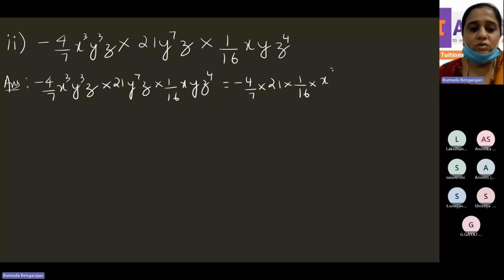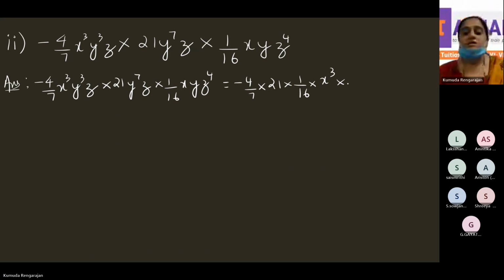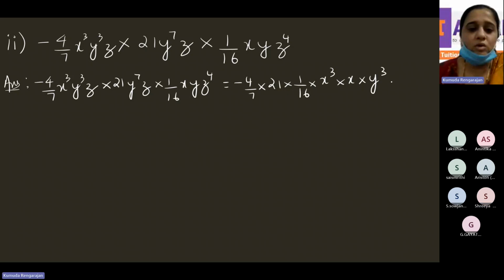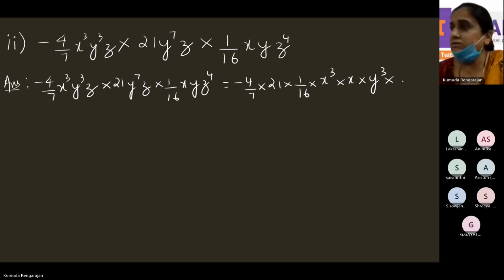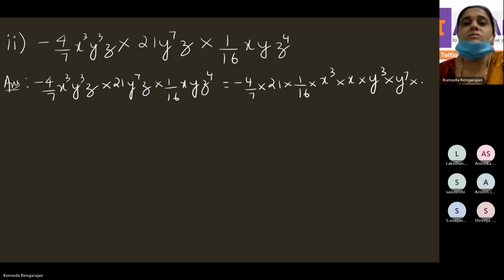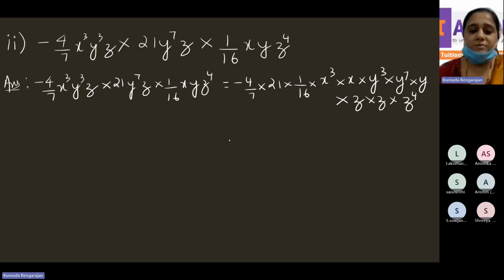Then collect the letters: x cubed into x, into y cubed into y to the power 7 into y, then into z into z to the power 4. Tell me, children, online students. Very good. Okay. So the next step will be simplifying.